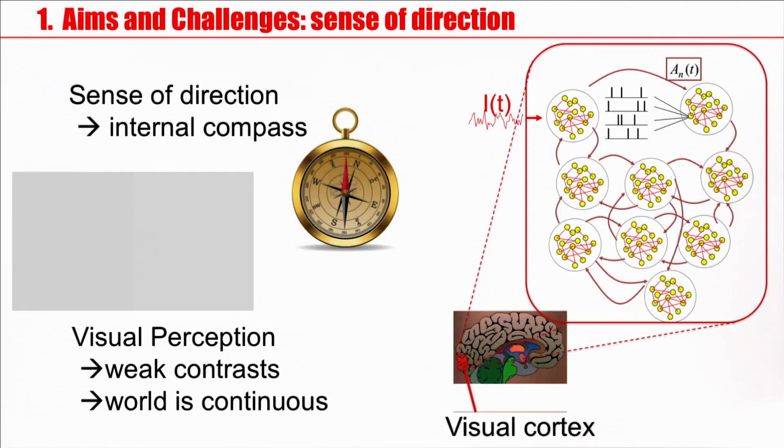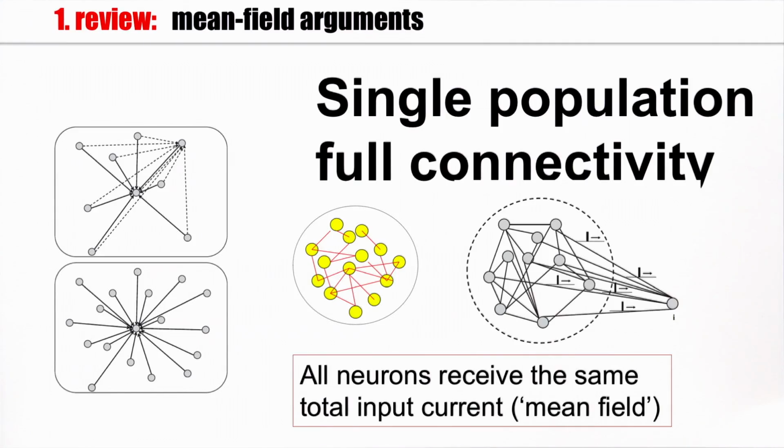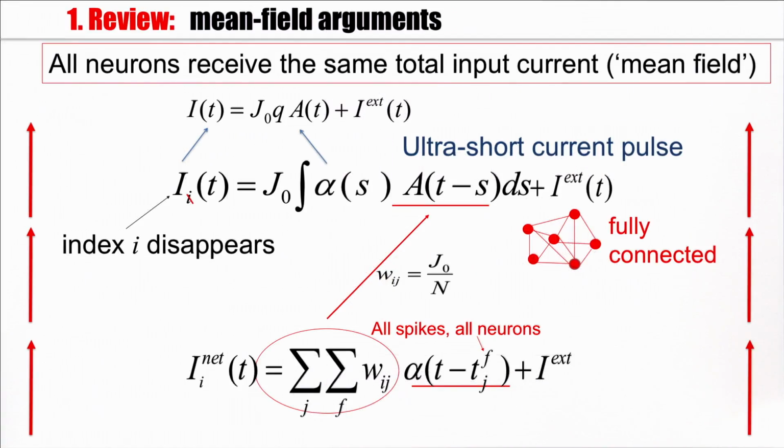So, visual cortex consists of different neurons, different populations of neurons. They interact with each other. And if you want to understand this sense of direction, if you want to understand visual perception, it's good to have a nice model of these interacting populations. So far, we just looked at one single population, and we found that in this single population, if it's fully connected, then each neuron receives the same total input current. So each neuron sees the same mean driving field, and that's why it's called a mean field theory.